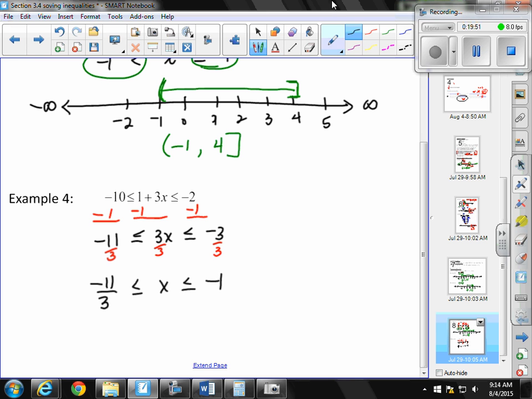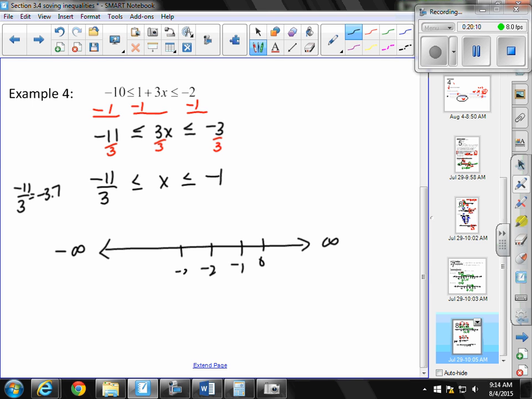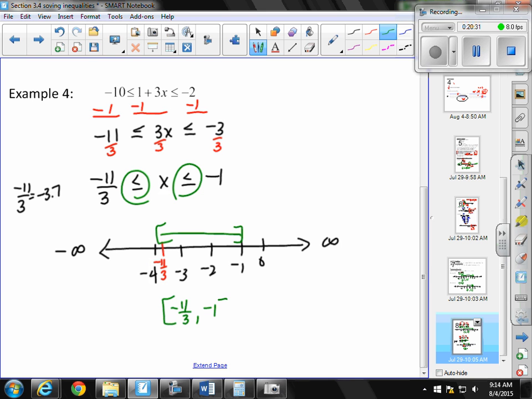Now in MyLabs Plus, when you do the answers, you want to keep your answers in fraction form. But sometimes it's easier, negative 11 thirds is negative 3.7 approximately. Sometimes it's easier to draw your interval using those numbers. So negative 11 thirds is going to be right about here on my number line. I want to shade the region between negative 11 thirds and negative 1. Notice we're using brackets at both endpoints this time. So negative 11 thirds to negative 1 with 2 brackets.